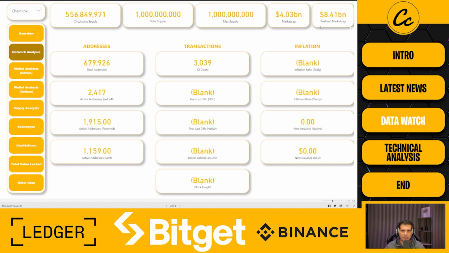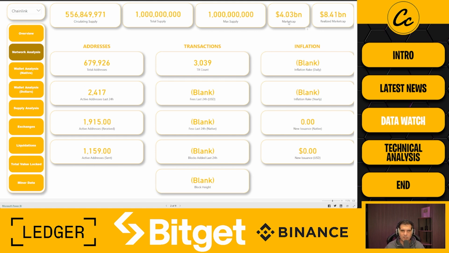If you take a look at realized market cap versus market cap. Now the problem with this essentially isn't actually when people buy it. It's basically when Chainlink would move from one address to another address, and that's what captures a snapshot of when it was last moved and the price when it last moved, and that is how it calculates the realized market cap.